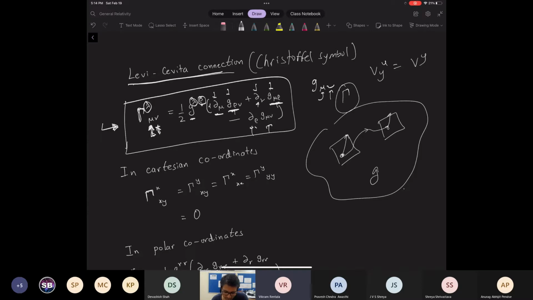And now finally, instead of taking a derivative with respect to mu or nu, we can now take a derivative with respect to this index rho, which is the summed index. And this appears with a minus sign. So minus partial rho G mu nu. Okay, so let me just undo these annotations.